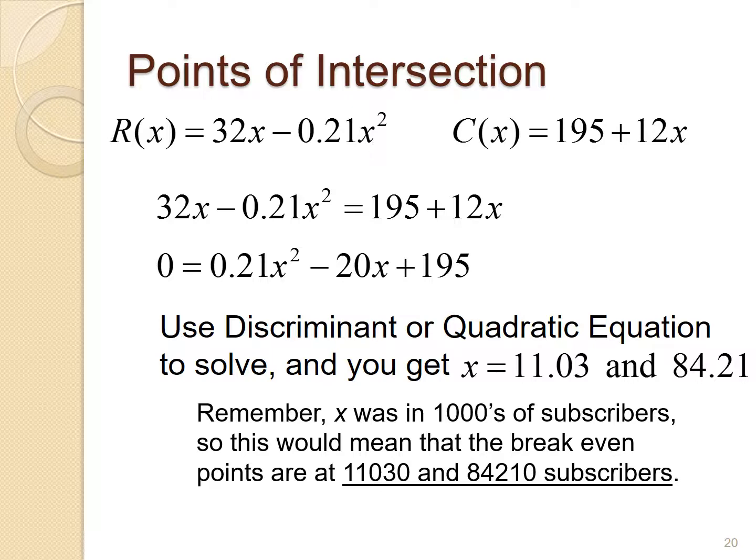Now again, you don't want to go to your supervisor and say, hey, our break-even point is when we have 11 customers and 84 customers, because that's not true. Remember, we said X was in thousands of subscribers. So that means it's 11,000 subscribers, or specifically 11,030 subscribers, because it's thousands, we move the decimal point 3 times, and at 84,210 subscribers. That would be what your boss wants to hear.